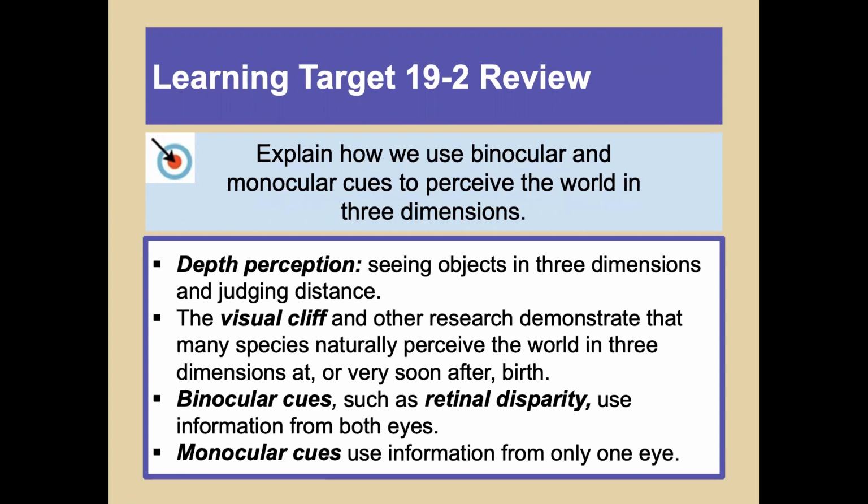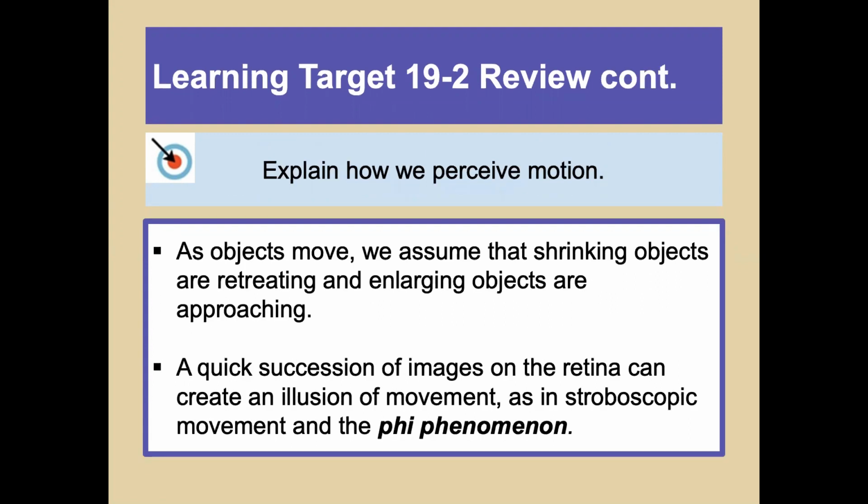How do we use binocular and monocular cues to perceive the world in 3 dimensions? Well, in terms of depth perception, we see objects in 3 dimensions and judge distance. The visual cliff experiment and other research since then has demonstrated that many species naturally perceive the world in 3 dimensions, either very soon or right at birth. So binocular cues such as retinal disparity use information from both eyes, whereas monocular cues use information from only one eye.